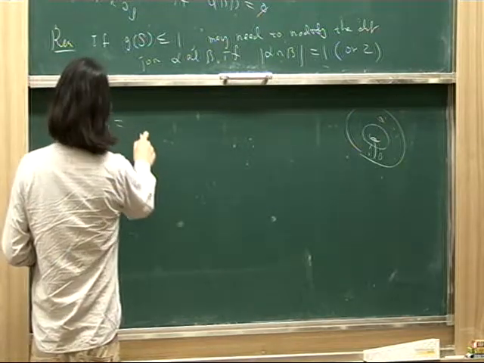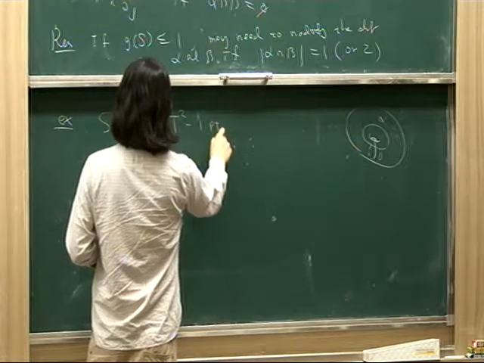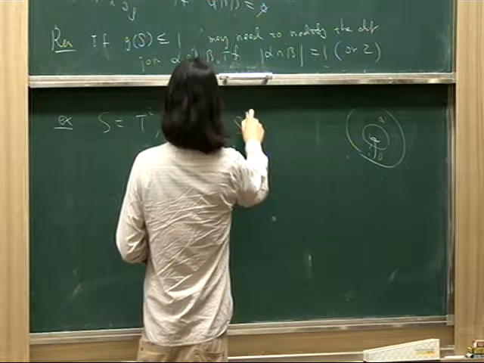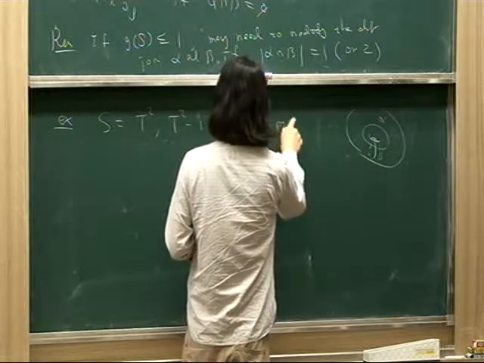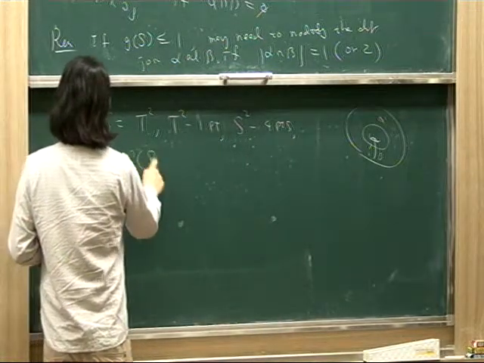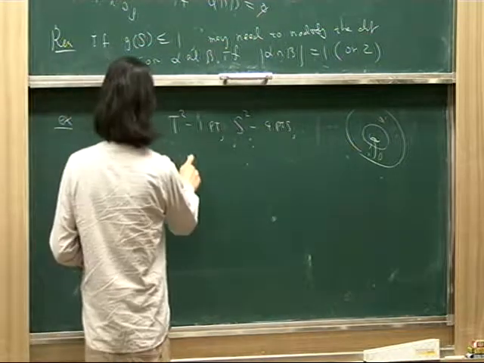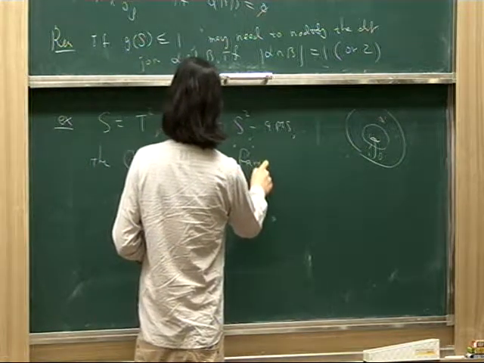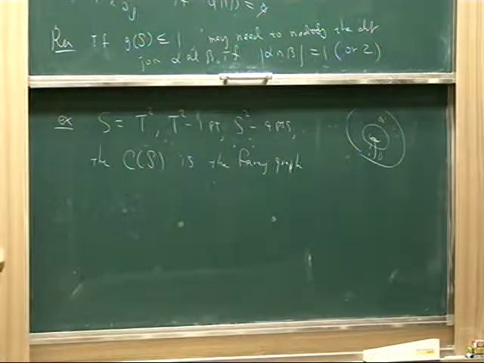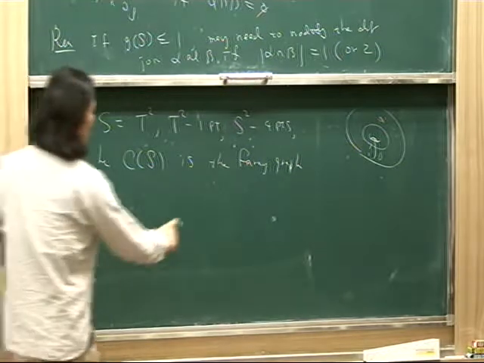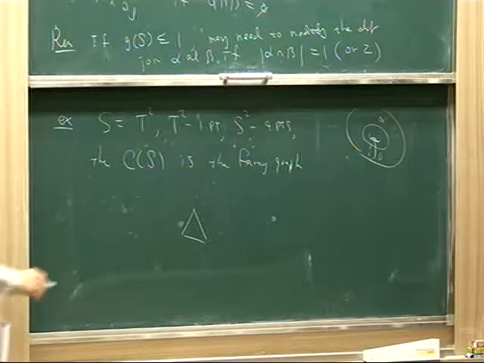Namely, if S is the torus or the torus minus 1 point or the sphere minus, how many points do I have? 4 points. Then this curve complex is in fact a Farey graph, which appeared in Sunny's talk. In her talk she was talking about ideal triangles, but here I just make those ideal triangles into real ones.